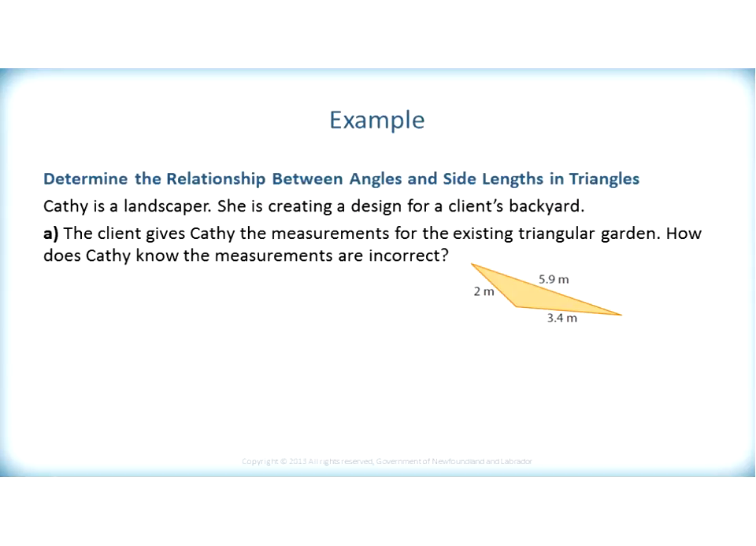Determine the relationship between angles and side lengths in triangles. Kathy is a landscaper. She is creating a design for a client's backyard. The client gives Kathy the measurements for the existing triangular garden. How does Kathy know the measurements are incorrect? So we're going to check whether or not they're correct based on the properties that we just discussed.